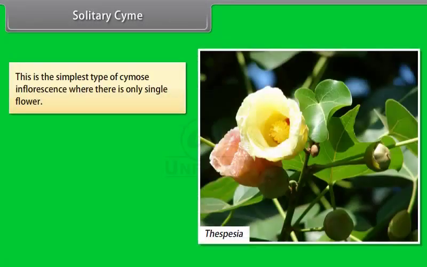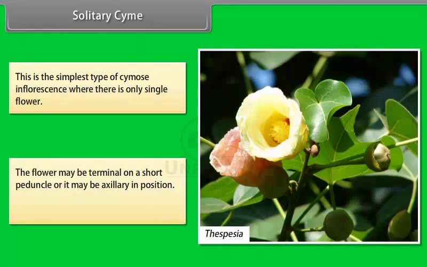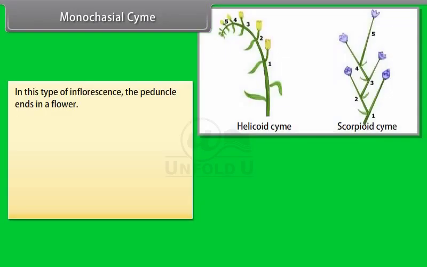Solitary cyme. This is the simplest type of cymose inflorescence where there is only a single flower. The flower may be terminal on a short peduncle or it may be axillary in position. Example, Thespesia.